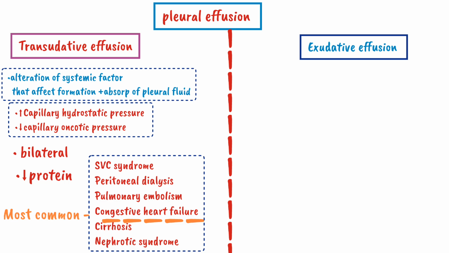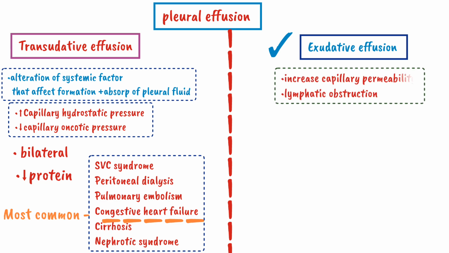Now coming toward the exudative effusion. The exudative effusion is produced due to either increased capillary permeability or lymphatic obstruction. As a result of these two defective mechanisms, there will be accumulation of excess fluid between the pleural layers. The exudative effusion can be bilateral or unilateral and there is an increased protein content.